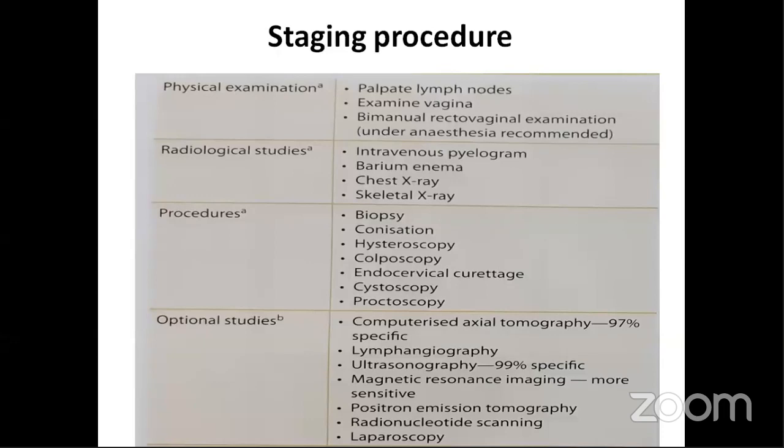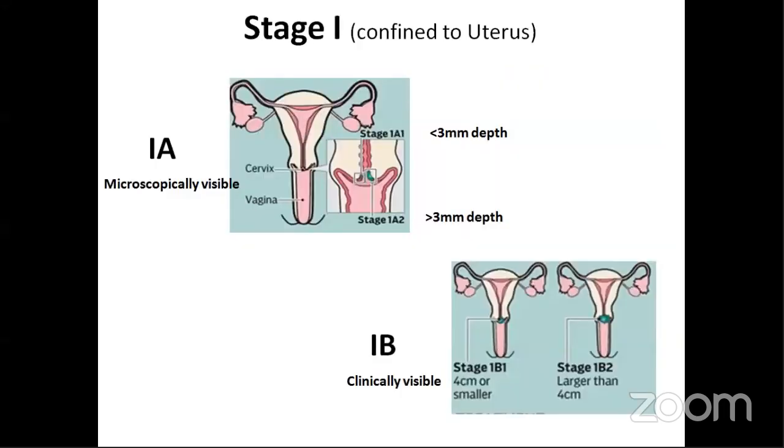Next, we'll know more in depth about the various stages of carcinoma cervix. We have 4 stages. The first stage is where the tumorous growth is confined to the uterus. In this, we have stage 1A and 1B. Stage 1A is where it is microscopically visible. You cannot see anything on gross or naked eye appearance. You may not make out anything.